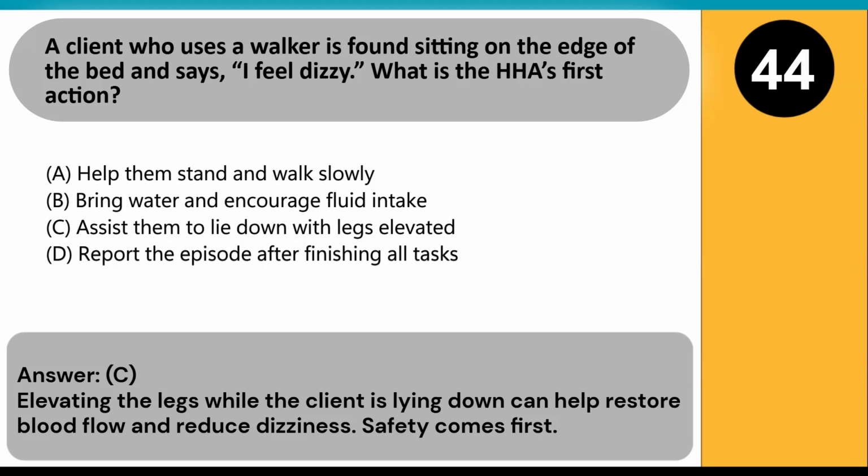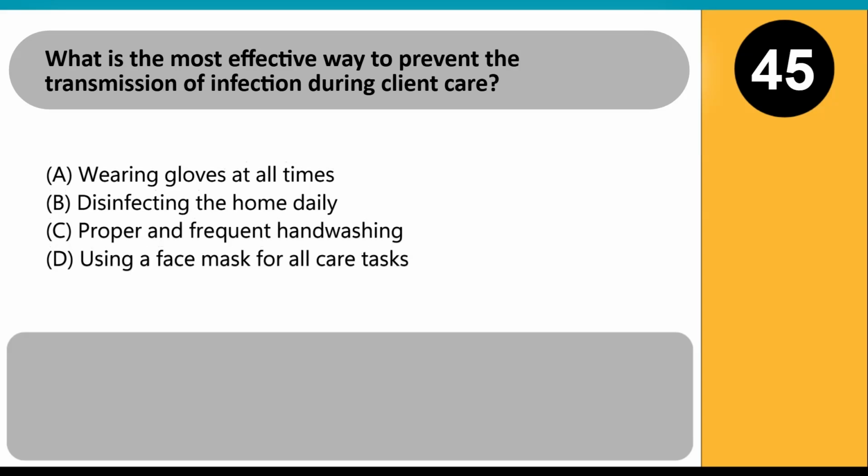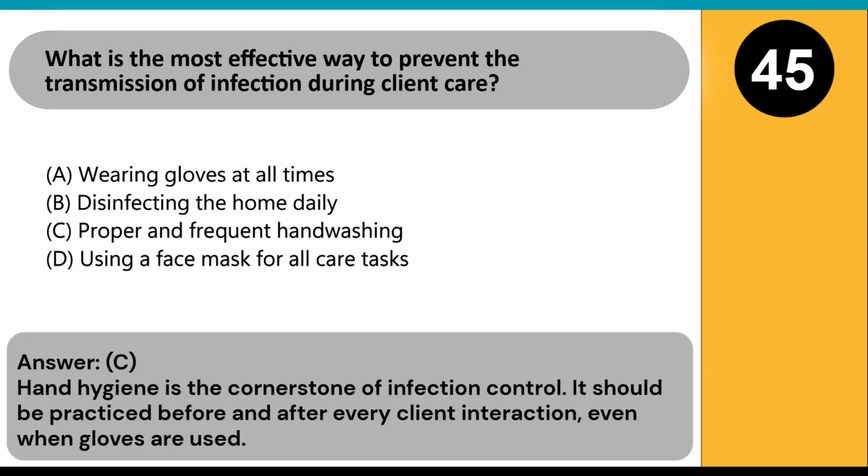Safety comes first. What is the most effective way to prevent the transmission of infection during client care? A. Wearing gloves at all times. B. Disinfecting the home daily. C. Proper and frequent hand washing. D. Using a face mask for all care tasks. Answer: C. Hand hygiene is the cornerstone of infection control. It should be practiced before and after every client interaction, even when gloves are used.